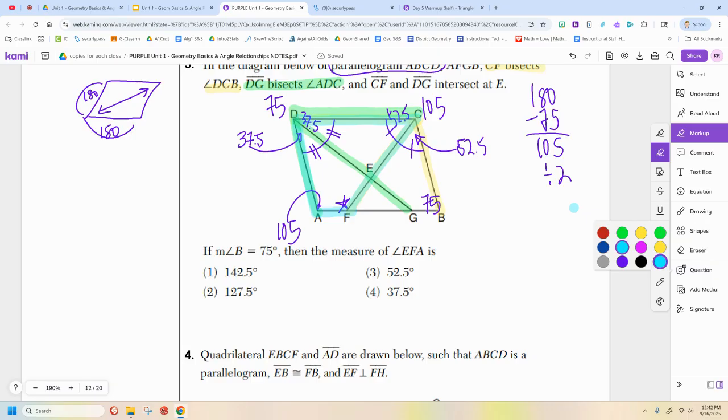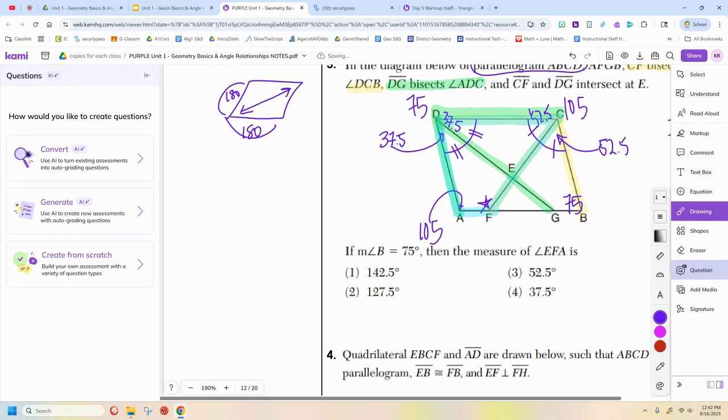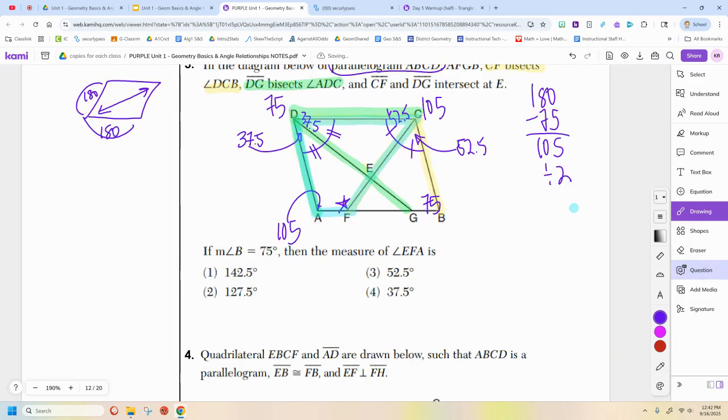Definitely. So see if you guys can figure out the right answer. Is it going to be the 142 or is it going to be the 127? If you're stuck, I will continue working on the problem. So for me, I see that quad.